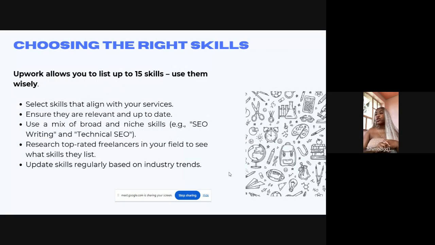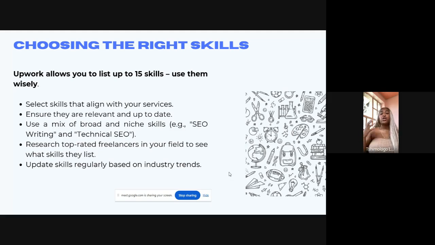Then we're going to move on to choosing the right skills. When you come into Upwork, you can always edit it, but when you start out, you're setting up your profile and you're able to choose certain skills according to what your skills are. This is important because Upwork is software, and like any other software, like any other app, it has an algorithm in itself.